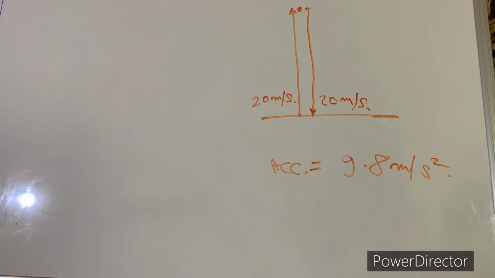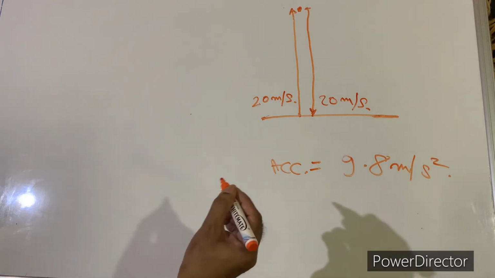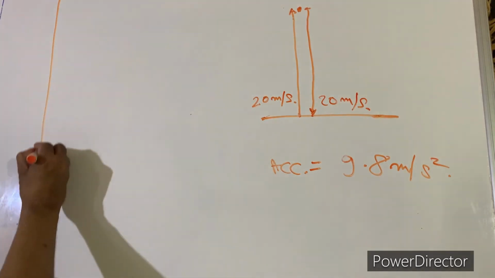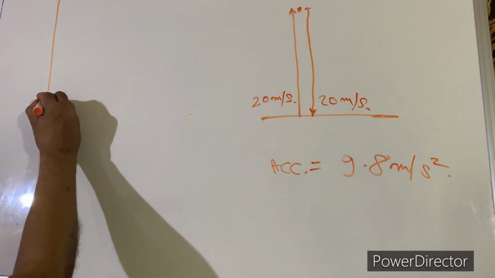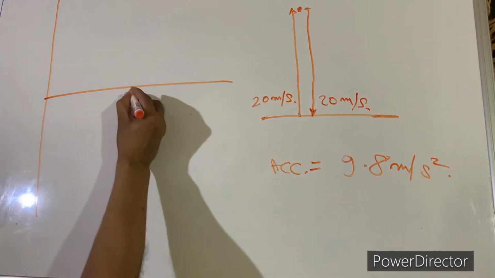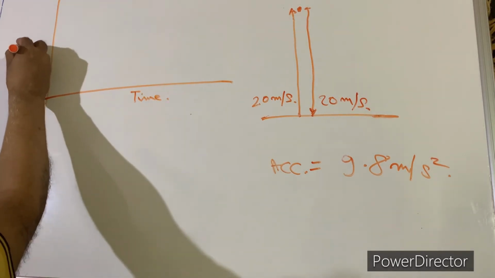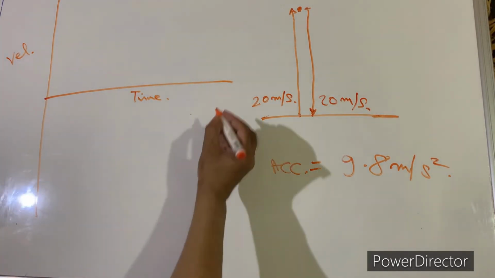In this case, let us try and draw the graph of a ball which has been thrown up. It reaches a certain height, its velocity becomes 0, and then it starts traveling down towards the surface of the earth again and hits the ground with the same velocity. Now we will try and draw the graph for such a moving body. This is the time and this is the velocity. So it is the velocity versus time graph.